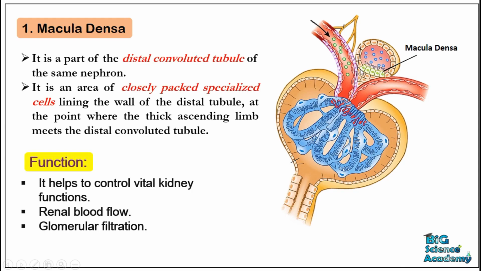It is part of the distal convoluted tubule of the same nephron, and it is an area of closely packed specialized cells lining the wall of the distal tubule at the point where the thick ascending limb meets the distal convoluted tubule. And what is the function of the macula densa? It helps to control vital kidney functions, renal blood flow and glomerular filtration.